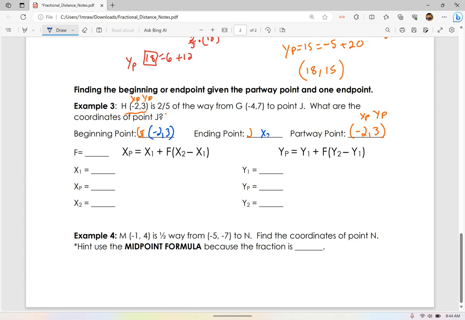All right, and then you have your partway point there that you can use.